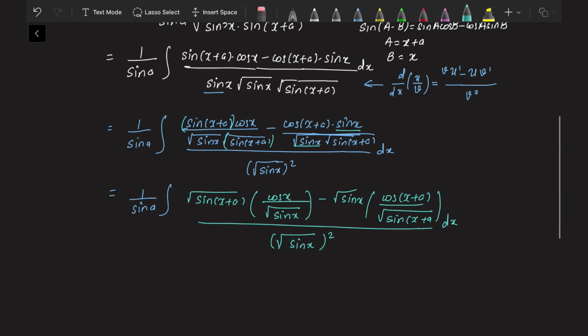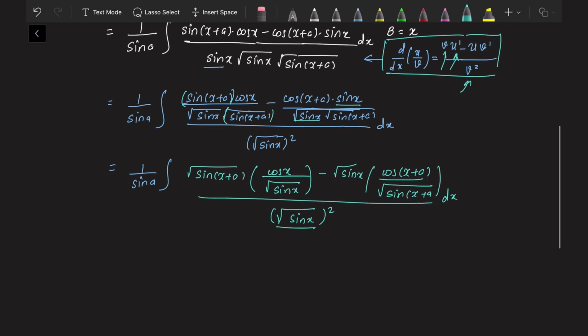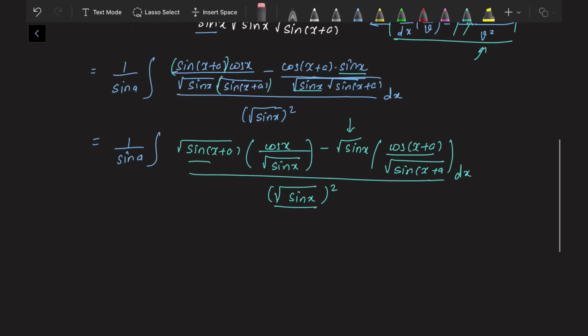Now look carefully, as I told you, what was this pattern suggesting? That whatever thing is being squared over here, that should be as it is, and with that there should be some kind of derivative. So root sine x is over here and it is going to be multiplied over here. It's not the first term but the second term, so I can just make it the first term by taking out a negative sign common.